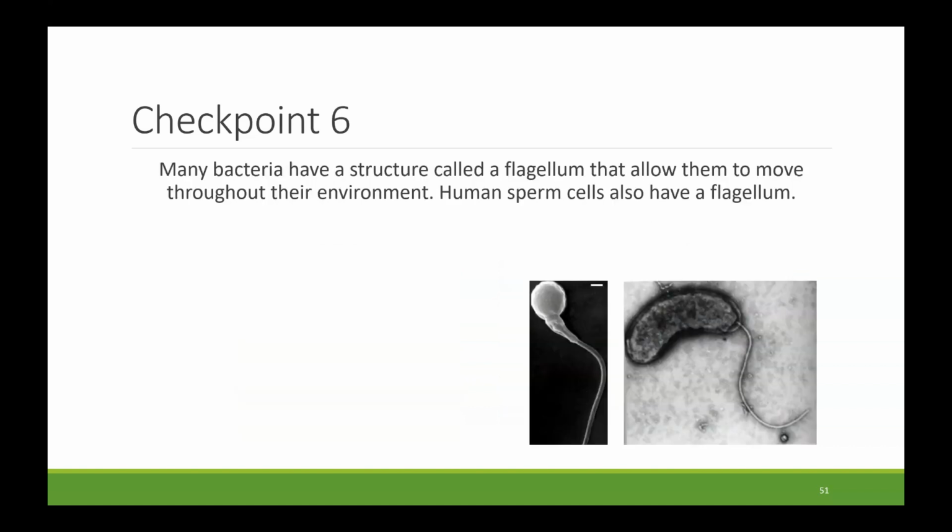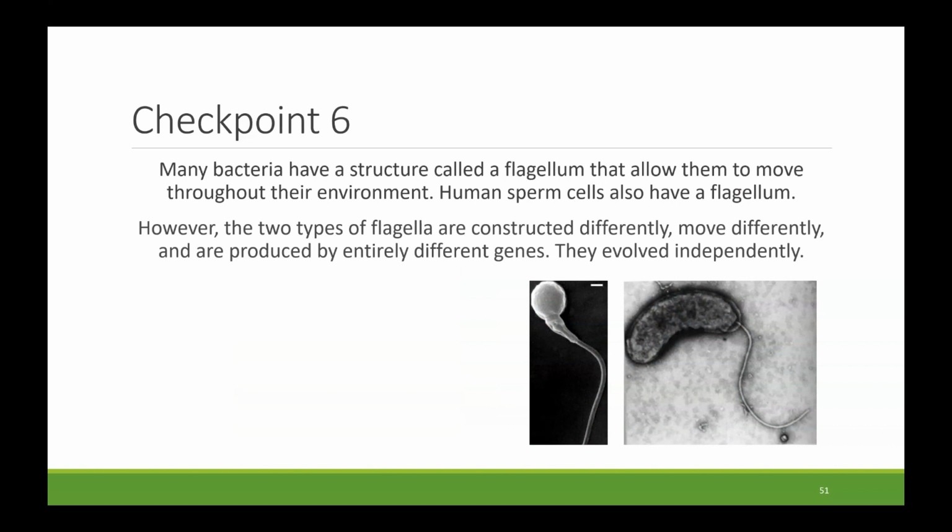And then third, many bacteria have a structure called a flagellum that allows them to move throughout their environment. Human sperm cells also have a flagellum that allows them to move. However, the two types of flagella are constructed differently, they move in different ways, and they're produced by entirely different genes. They evolved independently. This makes bacterial and sperm flagella examples of what type of structure?